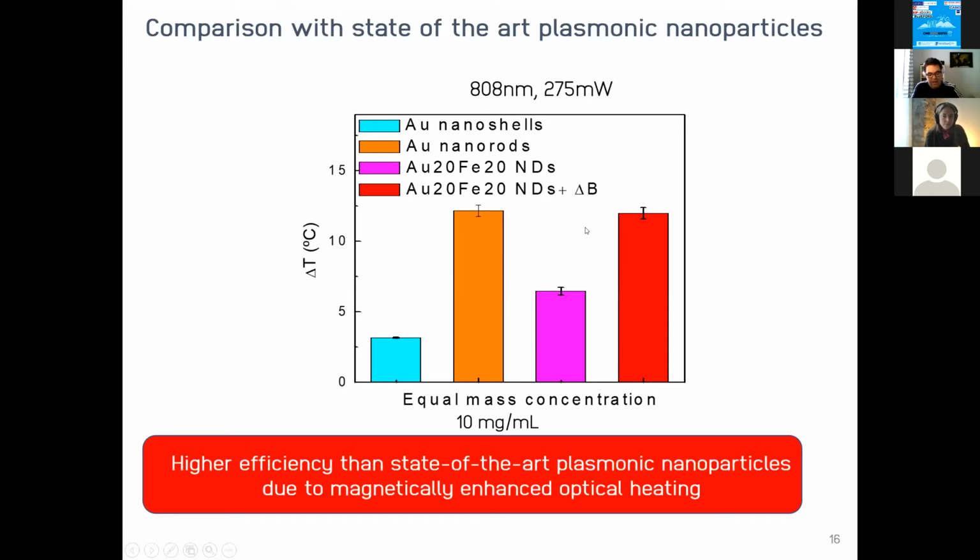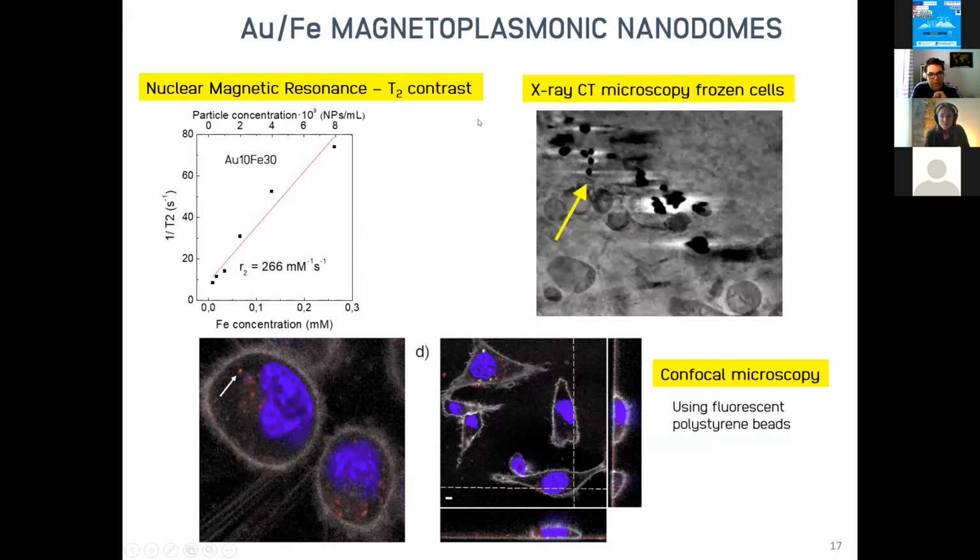So this is an example of how the particles could be imaged. They have T2 contrast imaging properties, and they can also be imaged by X-ray computed tomography. Also, using fluorescent polystyrene beads instead of the normal ones, we were able to image the particles by confocal microscopy.